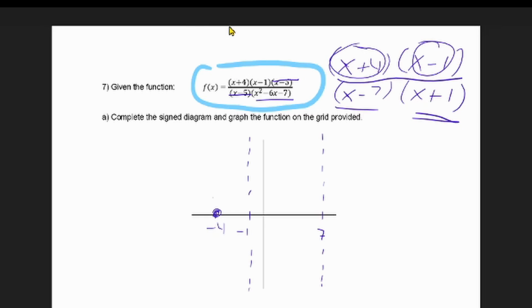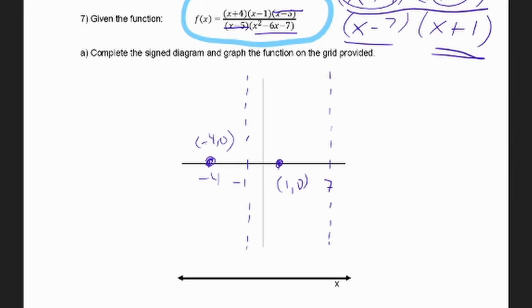We'll just plot a point there. And at x equals 1, we'll plot a point there. So that's 1, 0. And that's negative 4, 0. We'll plot out also on this number line here our negative 4 and our 1. And then we can also put our negative 1 here just to get our sign changes.